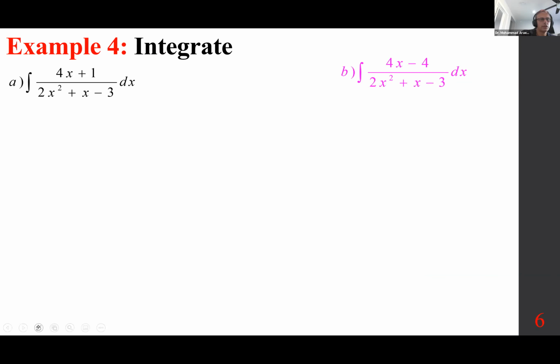Fractional expression, more specifically here, we have rational expressions because the top and the bottom are both polynomials. The first step is to simplify if we can. This cannot be simplified. Let the denominator be u. The derivative of the denominator is 4x plus 1. So du is 4x plus 1 times dx.